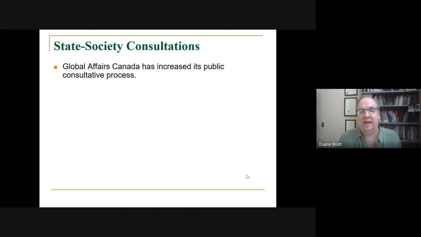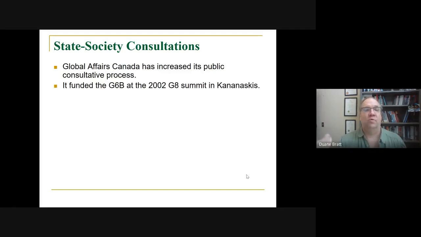So, Global Affairs Canada, as they have been doing for decades with the provinces, has increased its public consultation process. So, for example, those in Alberta may remember in 2002, the G8 summit was held in Kananaskis. There was a separate group of societal actors that called themselves the G6B, the group of 6 billion, and they were protesting the summit, not realizing that they were actually being funded by the government of Canada.